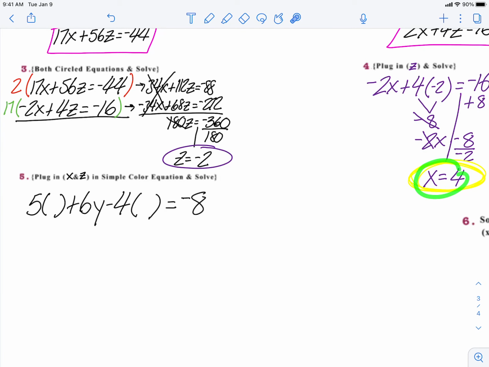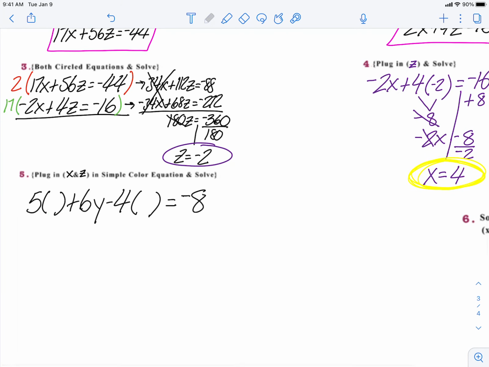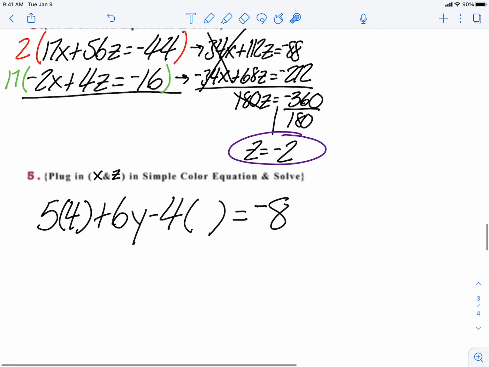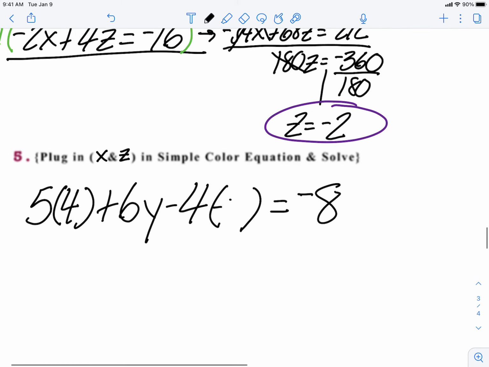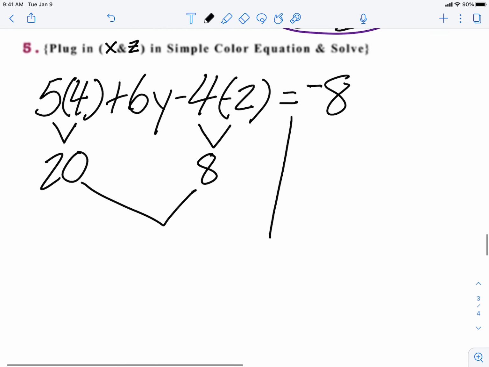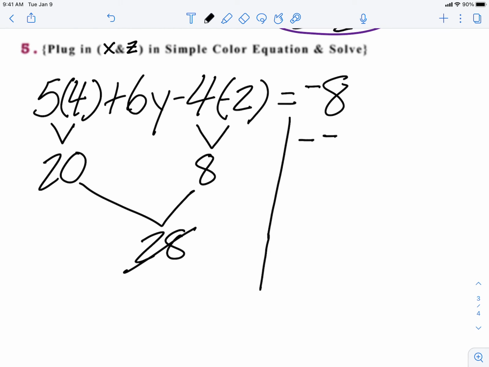What is my x? My x is 4. That's going to go right in there. X is equal to 4. My z is -2. That's going to go right in there. Z is -2, just like that. I draw my line of separation. 5 times 4 is 20. -4 times -2 is 8. And then 20 and 8 gives me 28. Which I'm immediately, kiddos, going to move over and make it negative.